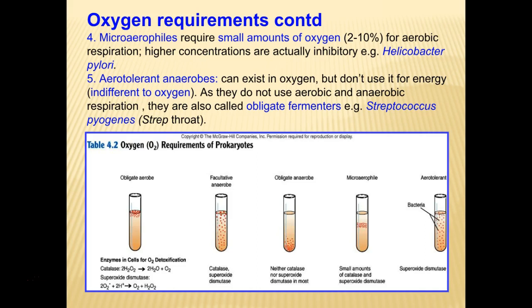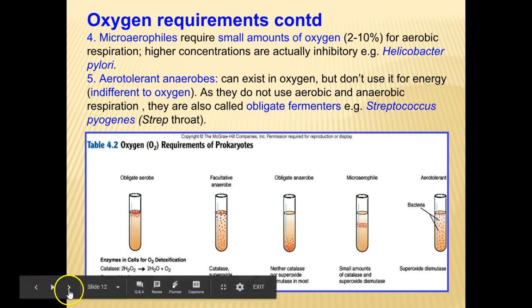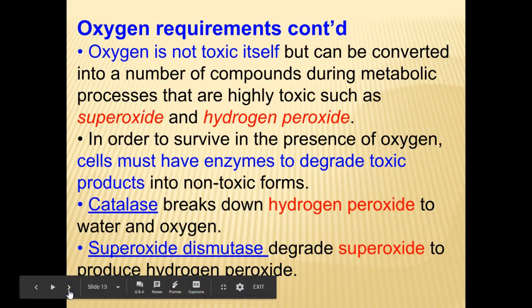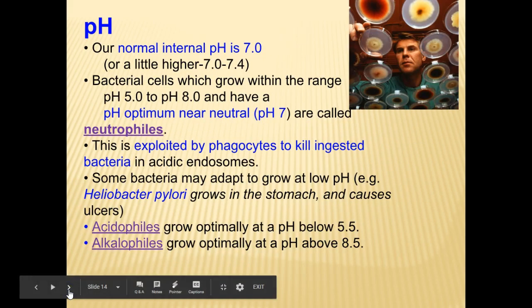An obligate anaerobe doesn't have either of those types of enzymes. The microaerophile has small amounts of catalase and superoxide dismutase, whereas the aerotolerant only have the superoxide dismutase, which is why they can't grow super great like the facultative anaerobe in the presence of oxygen. So that's why oxygen can be toxic to some microbes.